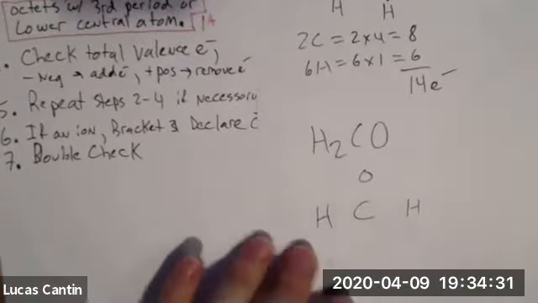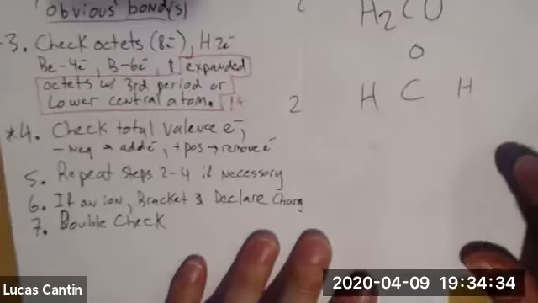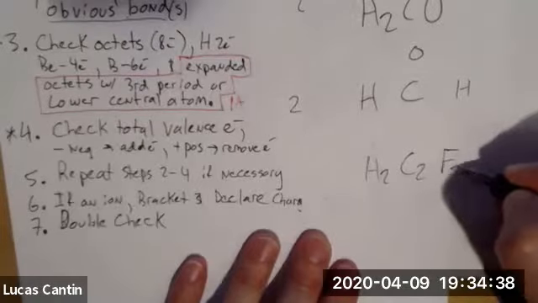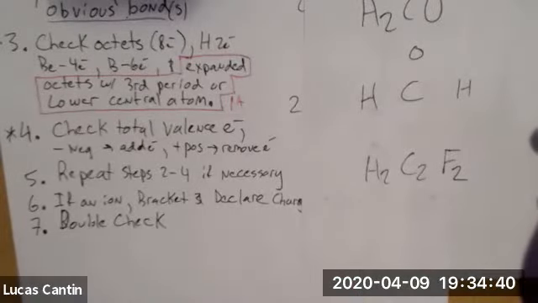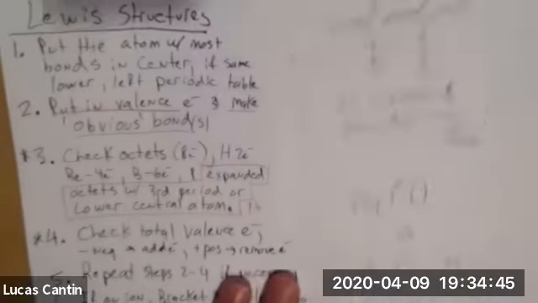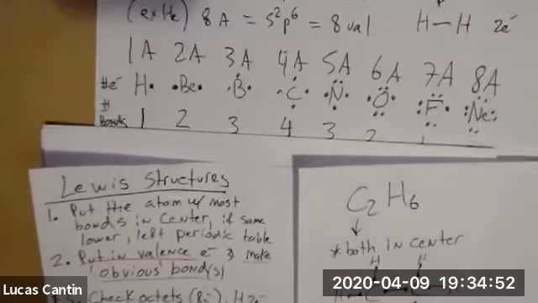What if, let's do something else like that. What if I had H2C2F2? Who's going to go in the middle? Oh, let's check our system. Fluorine's only going to make 1, and hydrogen's only going to make 1. So C's going in the middle. F is going to at least one of the carbons, and H is going on the ends.